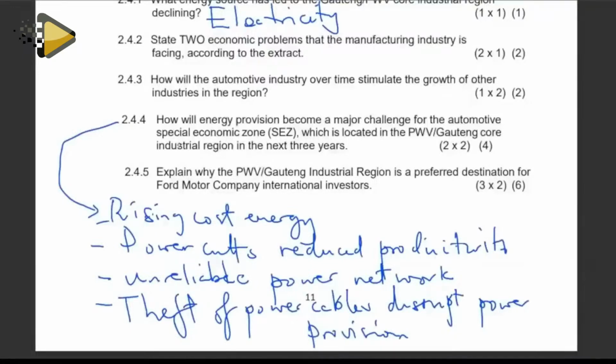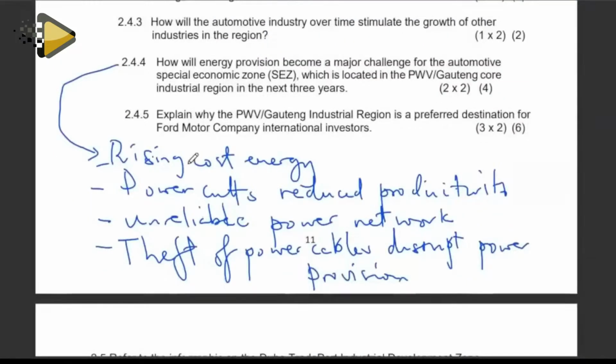Even if there is now energy, the cables have been stolen, so we can no longer link to the grid. That gives us a further negative implication on the automotive industry, and it's going to persist in the next 3 years because of theft of power cables.